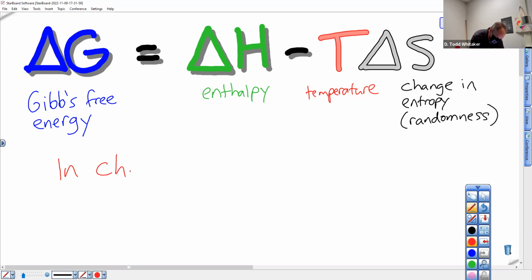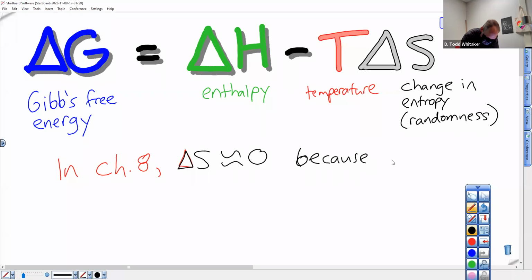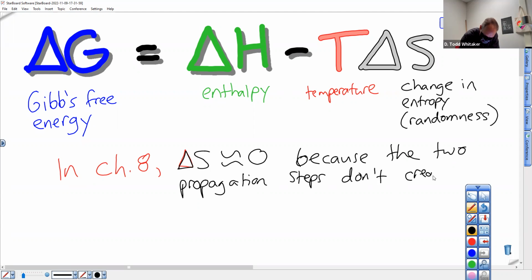In chapter 8, delta S, which I should do in black, is roughly 0 because the two propagation steps don't create entropy changes.